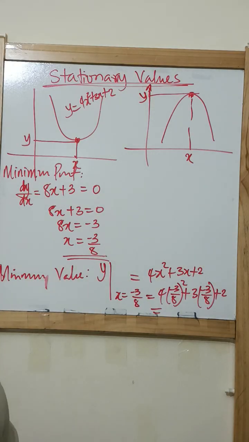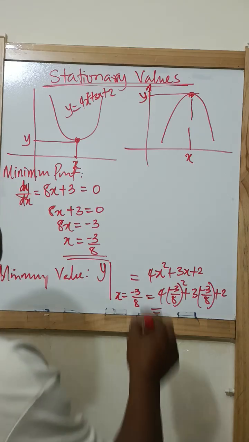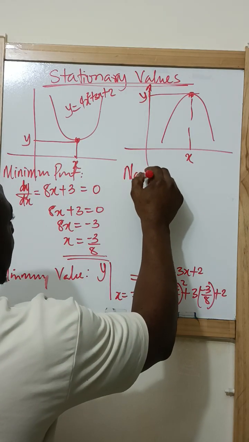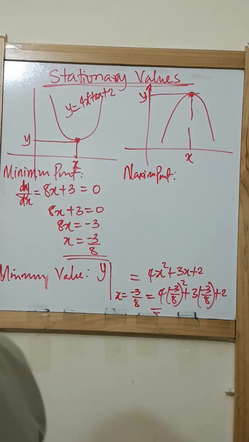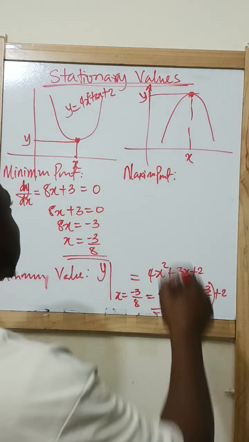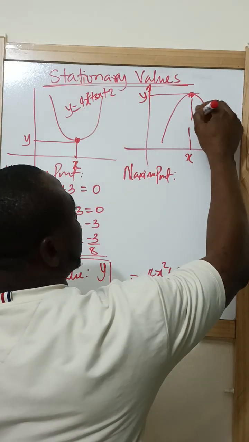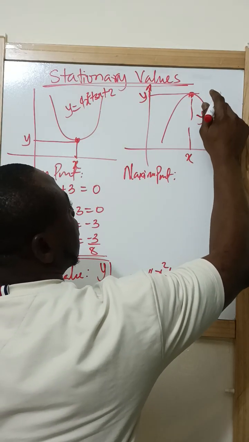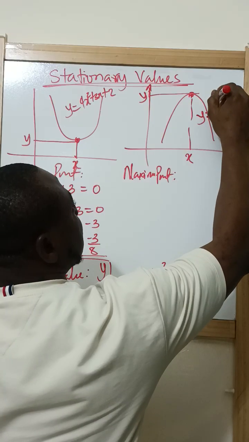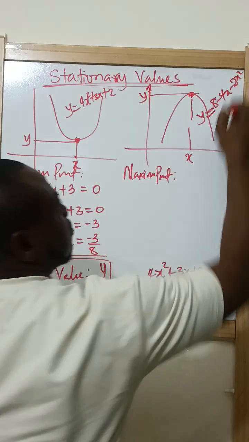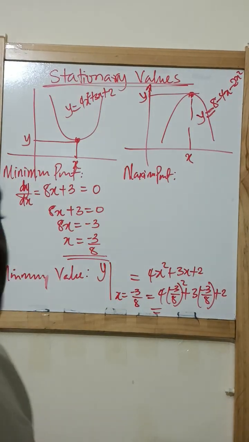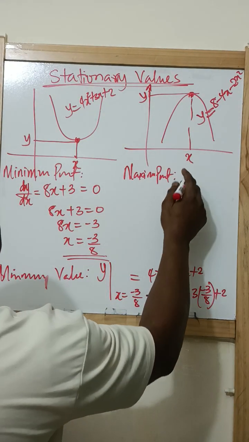Okay, so how do we get the maximum point? The maximum point will be obtained by doing what? By finding the dy/dx. Let's say the curve is y is equal to 8 minus 4x minus 2x squared. Okay, let's say that's the equation. So what's our maximum point?